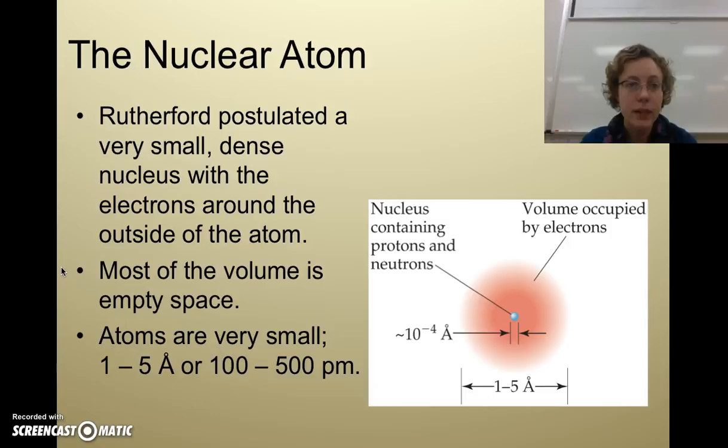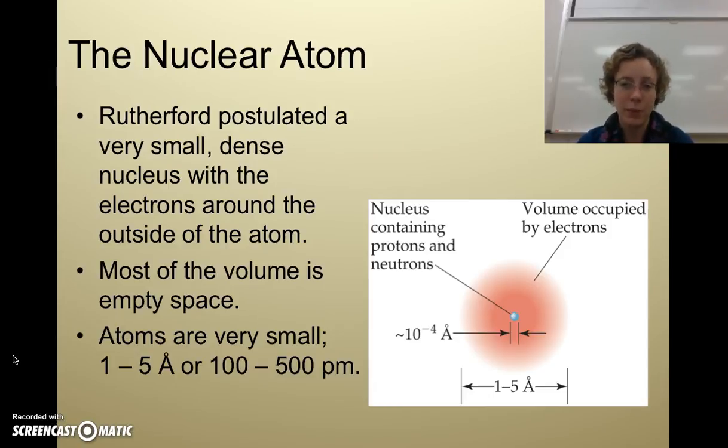Okay. Oh, here, perfect. Here we go. So Rutherford postulated a very small, dense nucleus with the electrons around it. Most of the volume is empty space. Atoms are very small, 1 to 5 angstroms. That's a unit for angstroms. 1 angstrom is equal to 1 times 10 to the negative 10th meters.